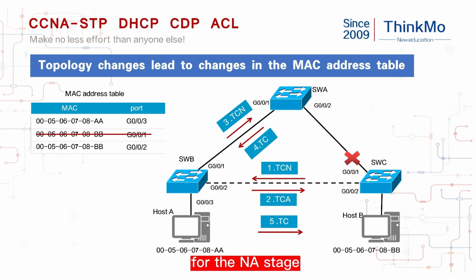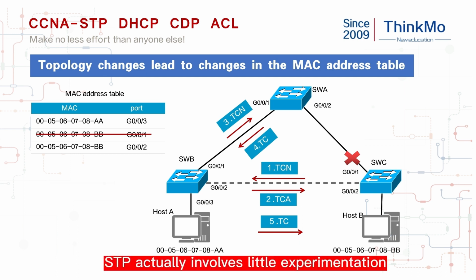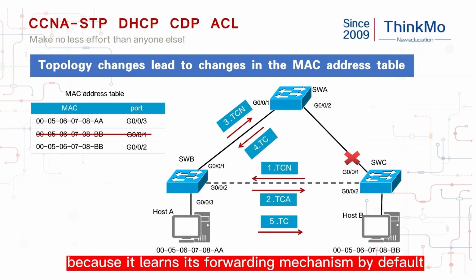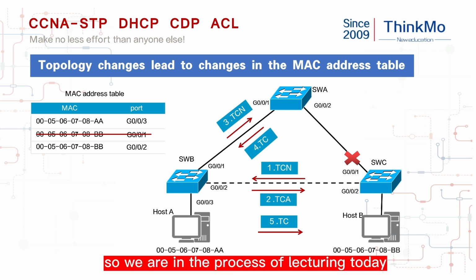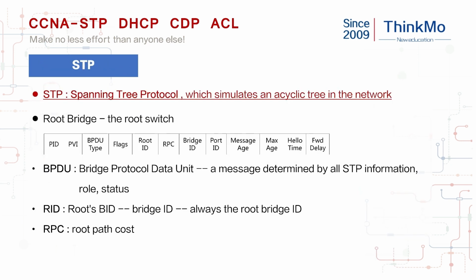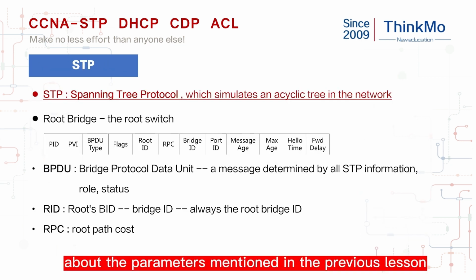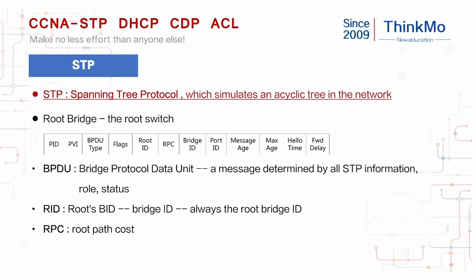For the NA stage, STP actually involves little experimentation, because it runs its forwarding mechanism by default. So we are mainly lecturing today. There will be more parameters to compare, so it might sound a little difficult to understand. Let's first talk about the parameters mentioned in the previous lesson.